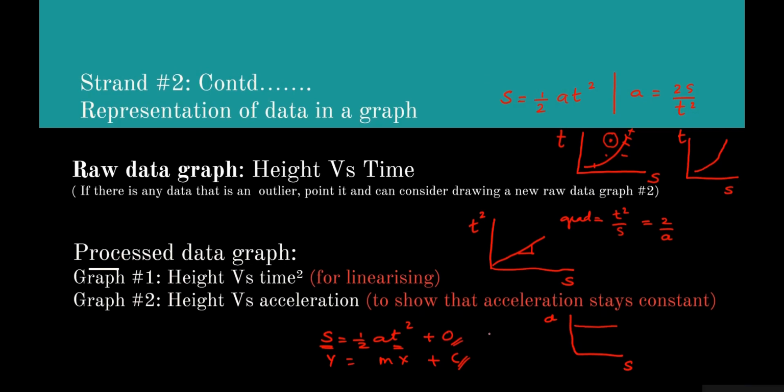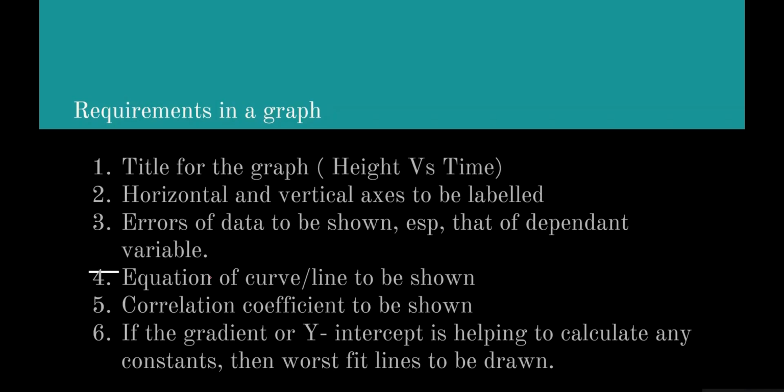However, after taking the data and plotting it, if you are getting a graph that doesn't pass through the origin, that is, if the y-intercept is not equal to 0, you should be able to identify the errors associated. So what are the requirements in a graph?